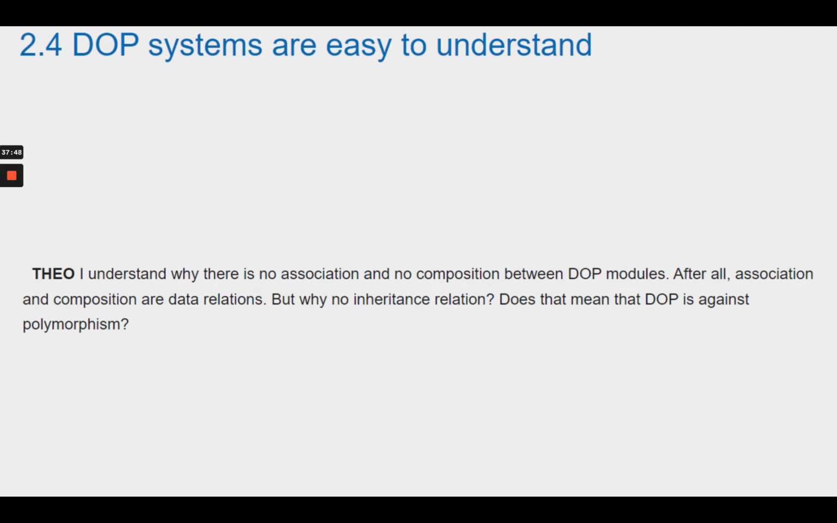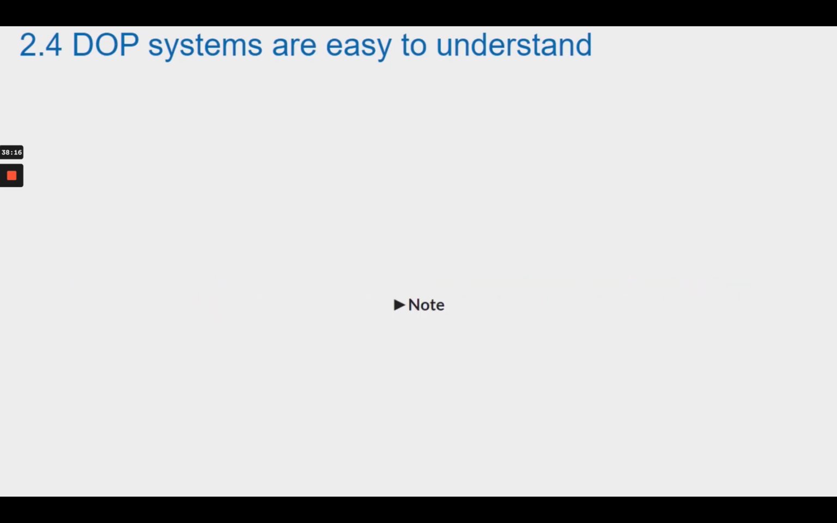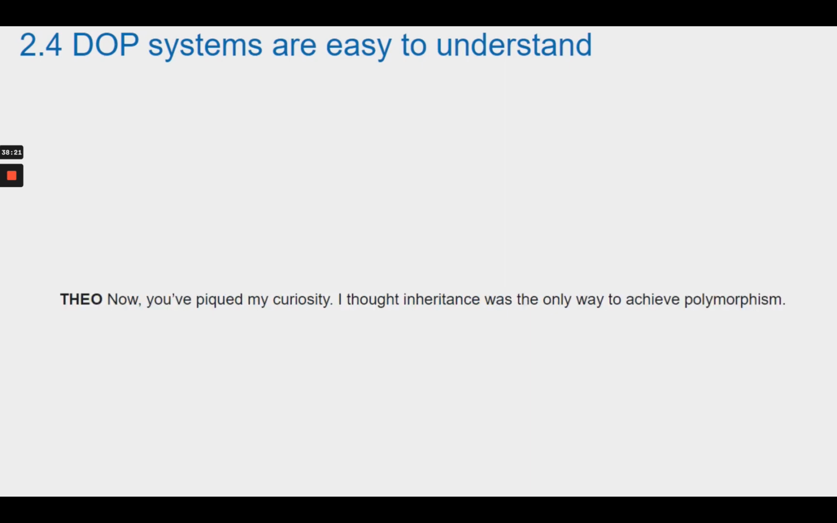Theo, "I understand why there is no association and no composition between DOP modules. After all, association and composition are data relations. But why no inheritance relation? Does that mean that DOP is against polymorphism?" Joe, "That's a great question. The quick answer is that in DOP, we achieve polymorphism with a different mechanism than class inheritance. We will talk about it someday." Note: for a discussion of polymorphism in DOP, see Chapter 13.